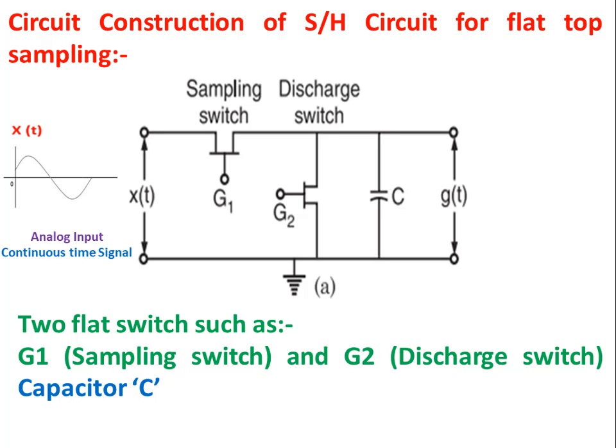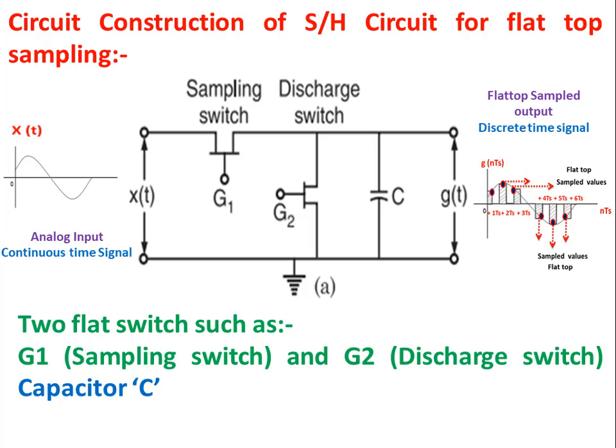When the analog input signal x(t) is applied to the sample and hold circuit, it converts this signal x(t) into its equivalent discrete time signal g(nTs), which consists of flat top samples at different sampling intervals Ts. This sampled output can be obtained only when we trigger the two switches by applying the trigger pulse train to the gate terminals G1 and G2 respectively. This is the basic construction of the sample and hold circuit.